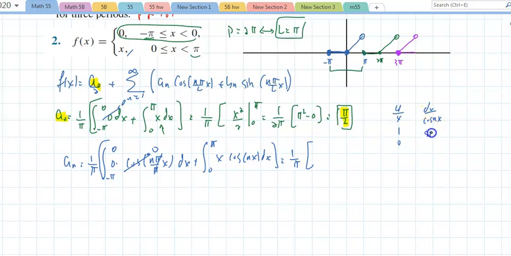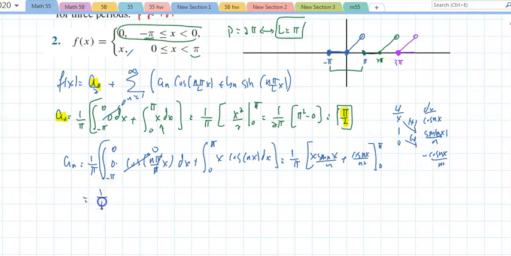That means it's going to be the sine of nx divided by n, and this is going to be negative the cosine of nx divided by n squared. So positive and a negative. That's going to be x sine of nx all over n, don't mix the angle with the value, plus cosine of nx divided by n squared, right? And I'm going to evaluate that from 0 to pi.